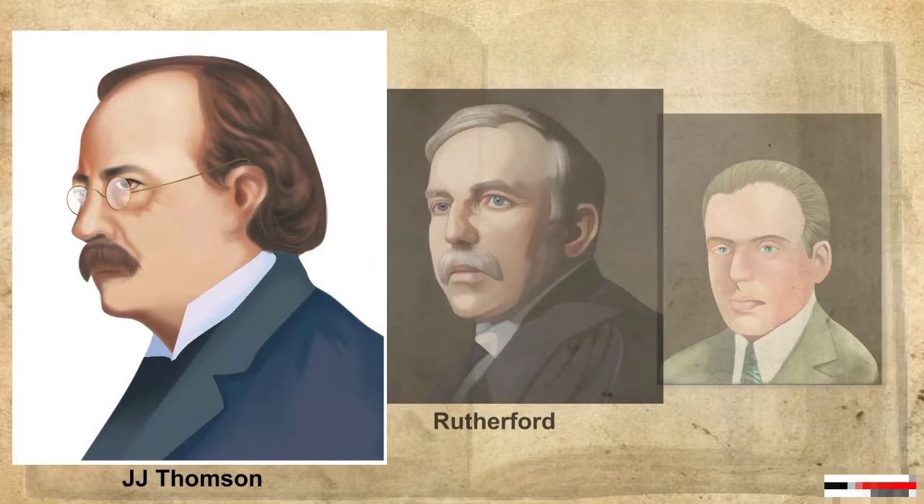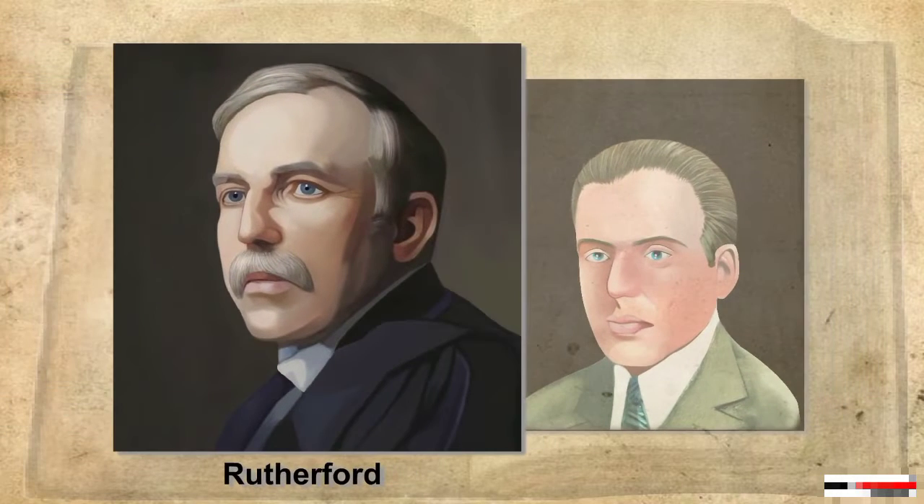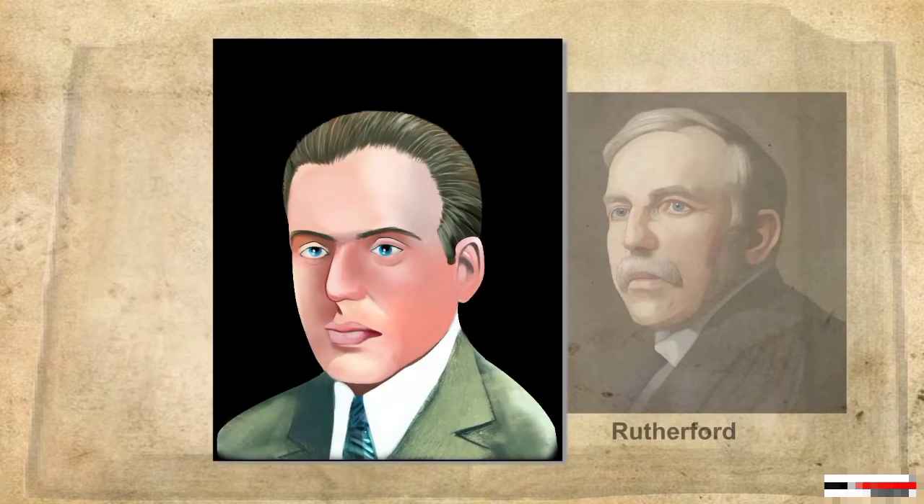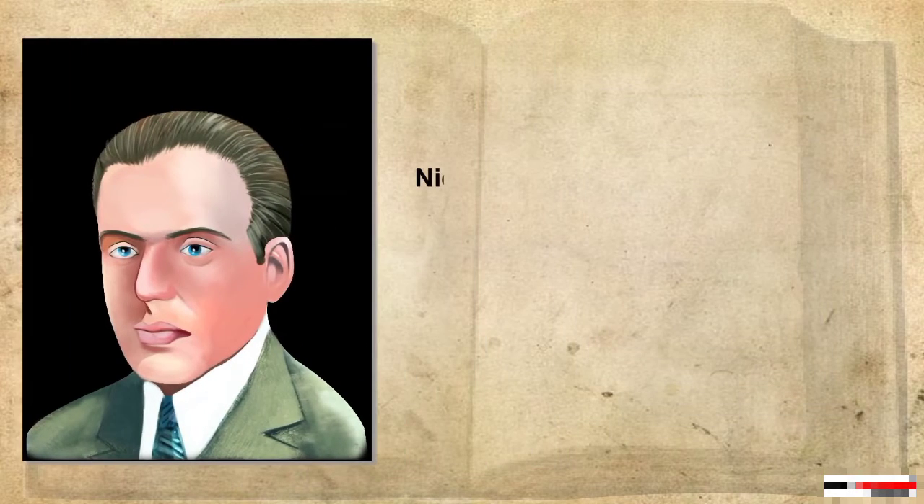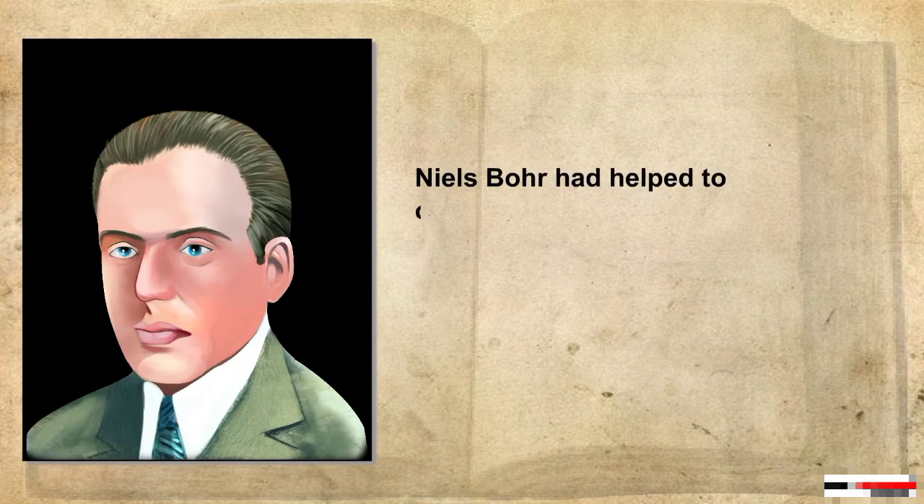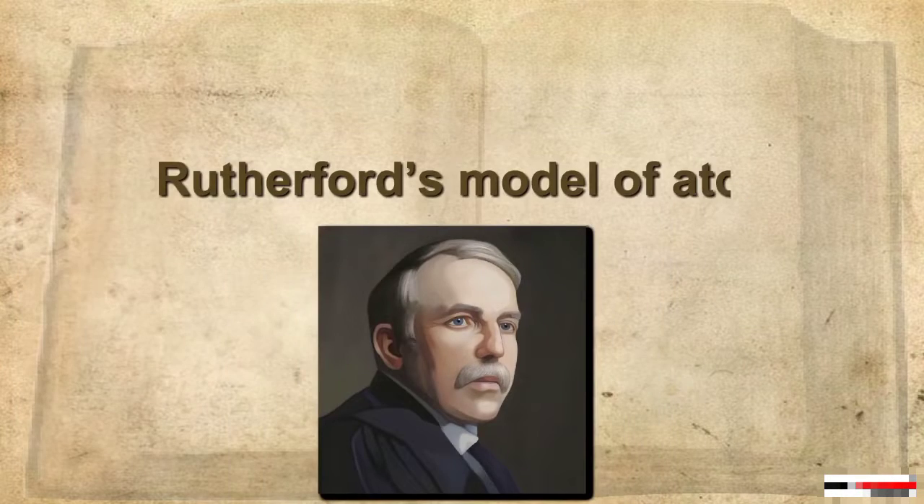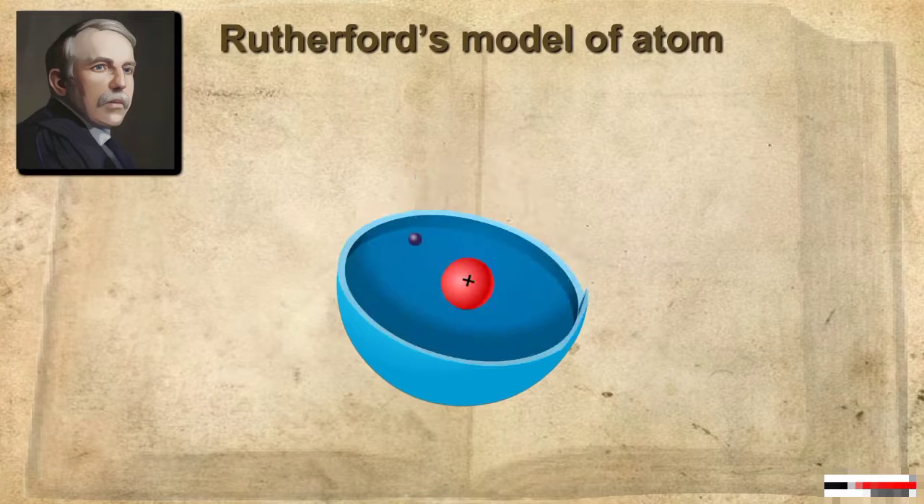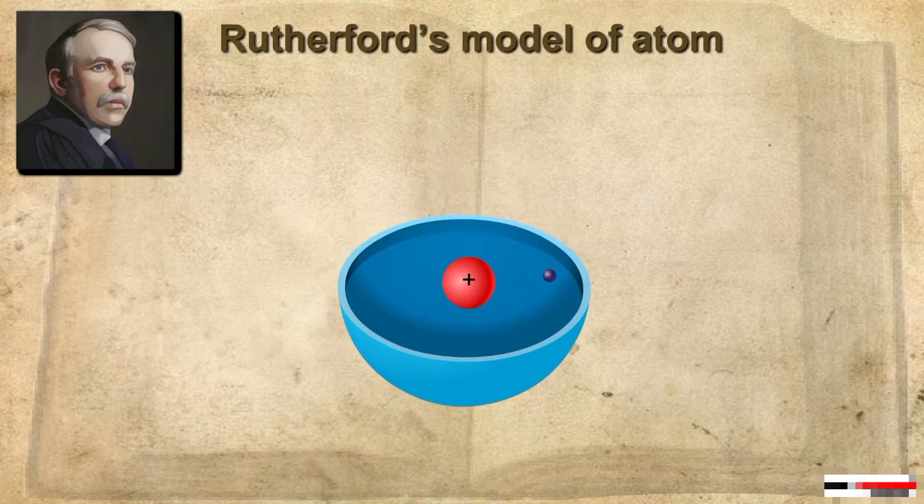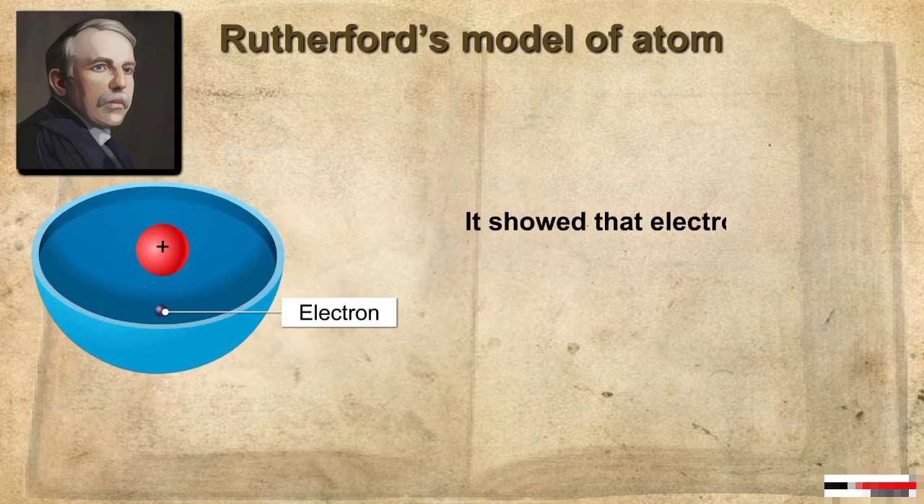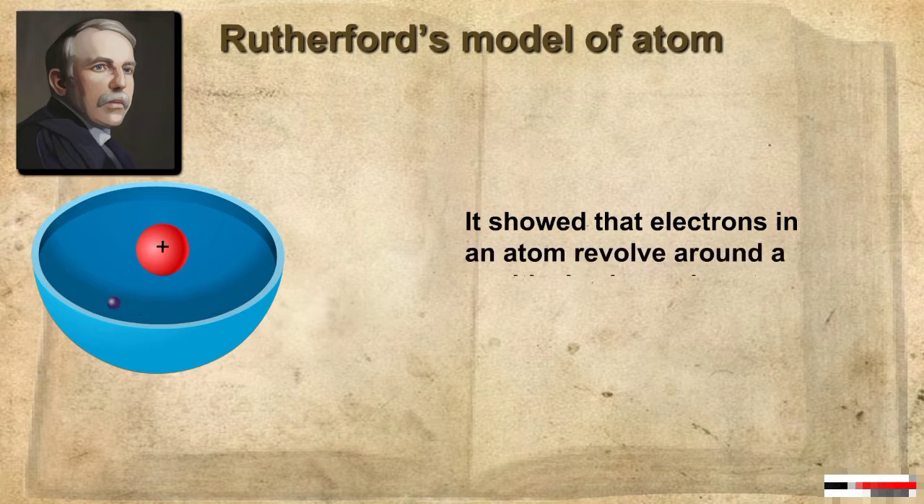Prior to Bohr, there were a number of scientists who were working on the structure of the atom. Rutherford was one of them, and his model was the closest to the Bohr model of an atom. In fact, Niels Bohr helped to overcome the problem in the Rutherford model of an atom. The Rutherford model had a major drawback: it could not explain stability. It shows that electrons in an atom revolve around a positively charged center called the nucleus.